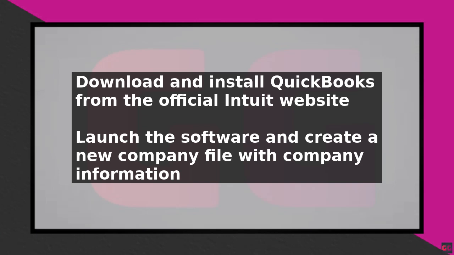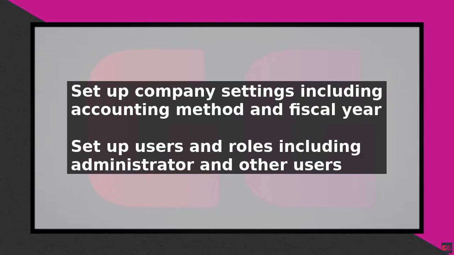To get started with QuickBooks, first, you need to download and install the software from the official Intuit website. Once installed, launch the software and create a new company file by clicking on the Create a New Company option. You will be prompted to enter your company information, such as company name, address, and industry.